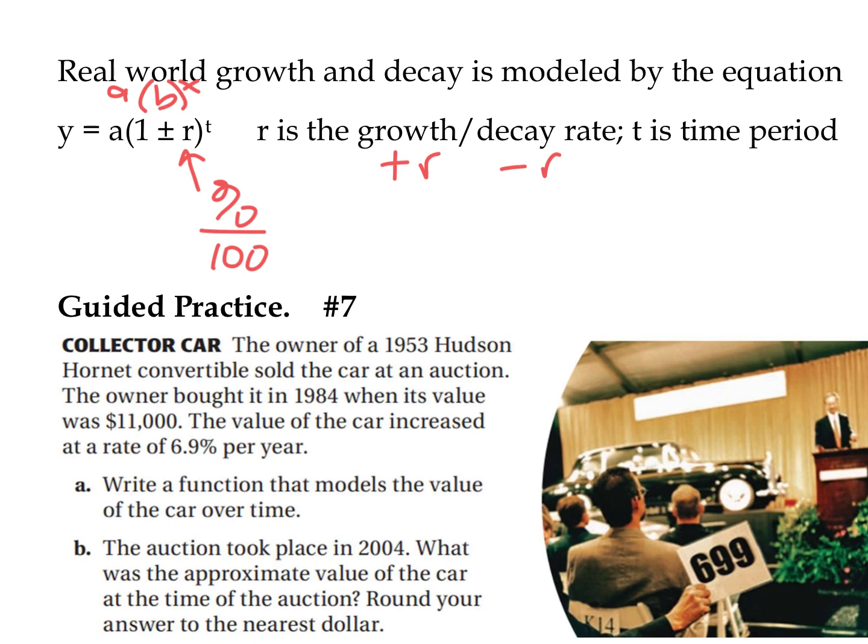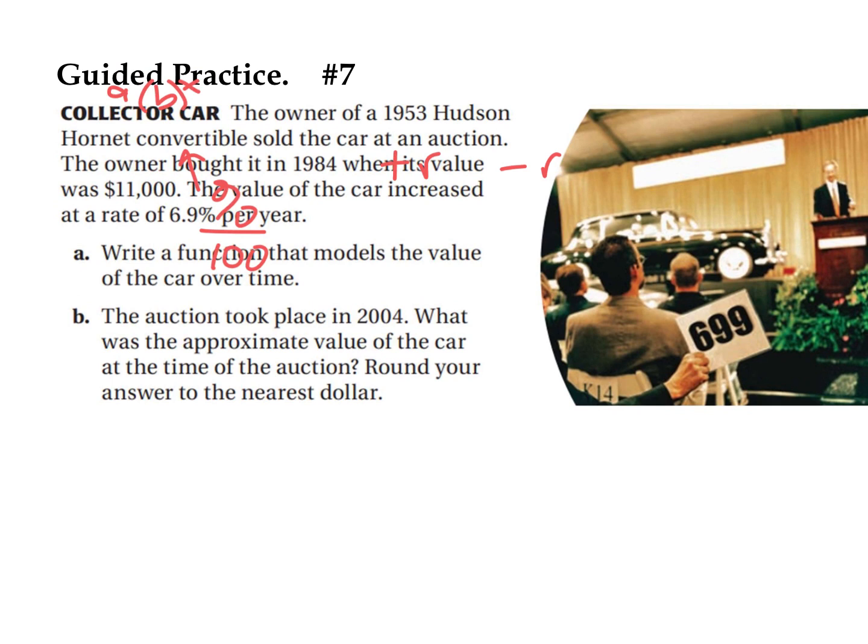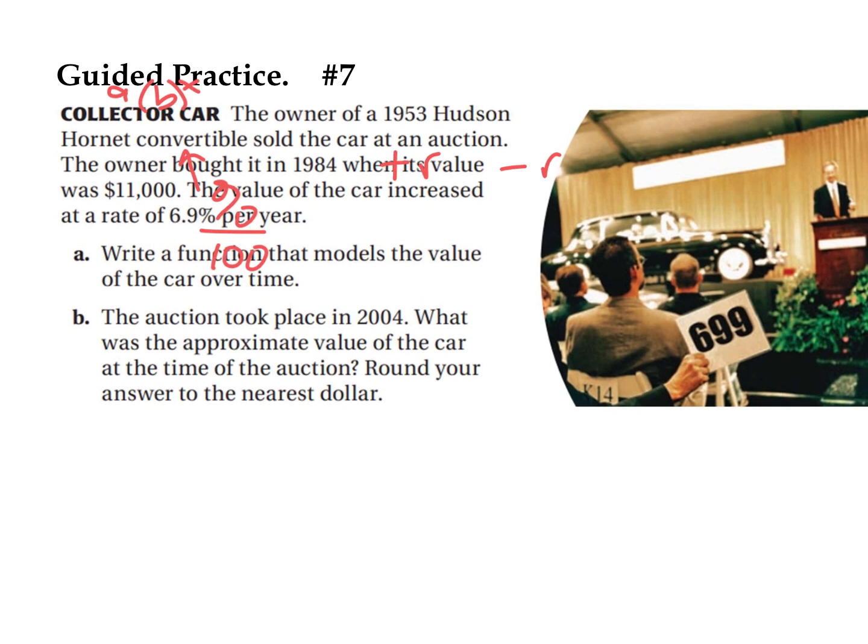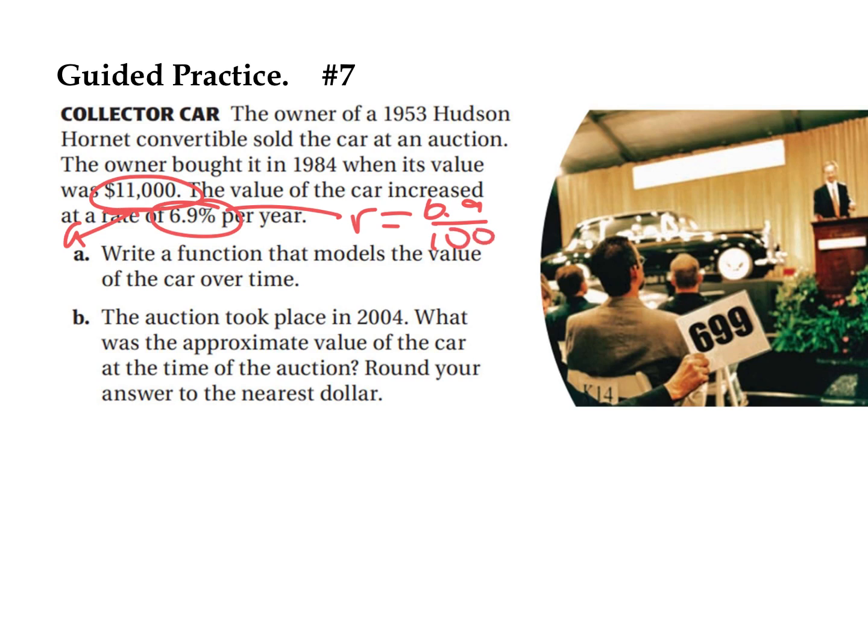So let's use this in a real-world situation. We have a collector car being sold. That's going to fetch a good price maybe, and maybe go up in value over time. As we see here, it's going to increase in value at 6.9% per year. Recall that the A value was the Y value when X is 0. In this case, when time is 0, it's always going to be our starting amount. So A is 11,000. Our rate is going to be 6.9 over 100.